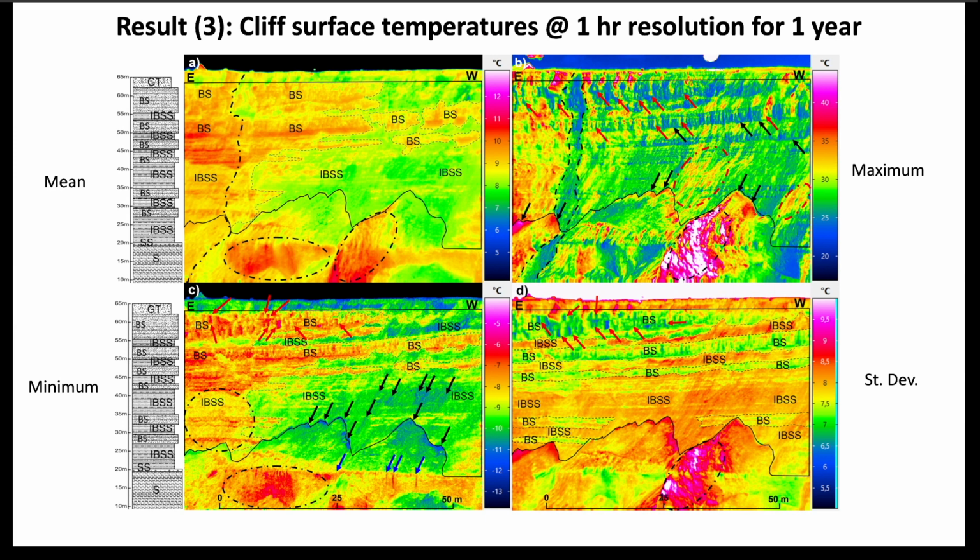Equally, the minimum temperatures are quite extreme as well. So here, looking at the dark blue colours, some parts of the cliff face experience, during the year, temperatures as low as -10, 11 to 13 degrees. We can also look at the variability. So in the bottom right here, we have the standard deviation.